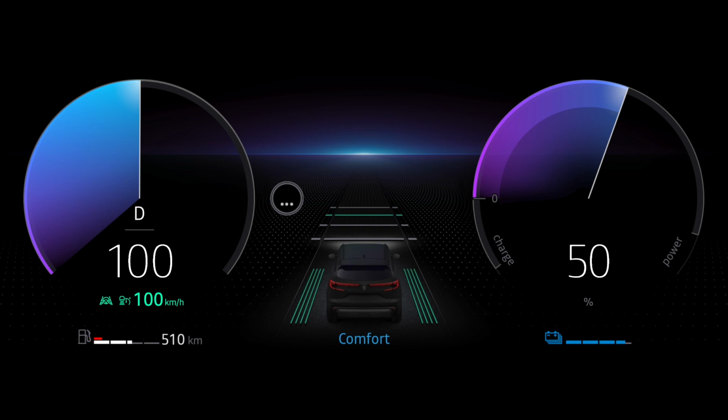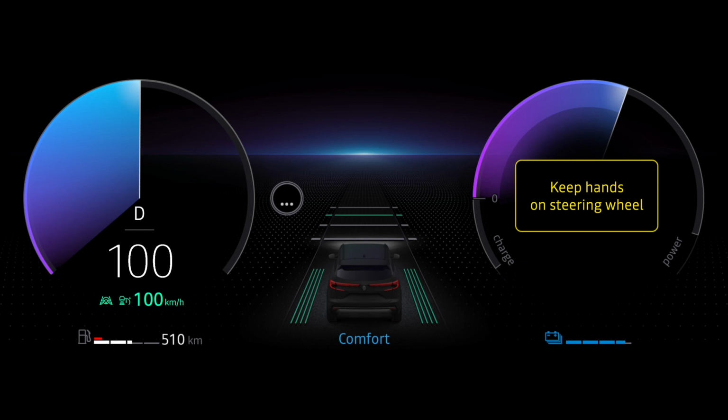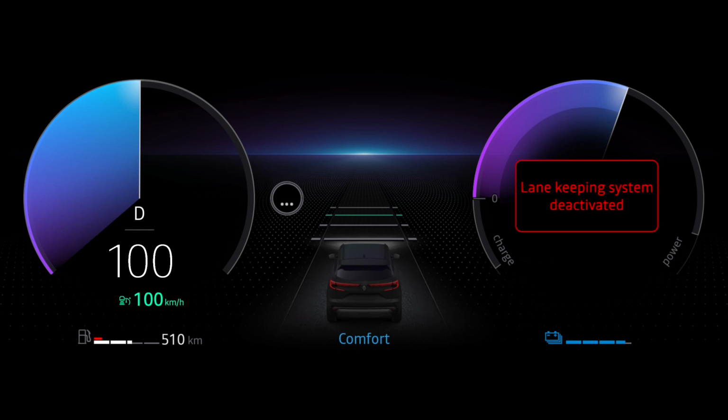After 15 seconds, the message "Keep hands on steering wheel" appears in yellow on the instrument panel. After 30 seconds, the indicator light and message appear in red on the instrument panel, accompanied by an audible signal which gets progressively louder. After 45 seconds, all audio sources are put on standby and the audible warning is continuous. The indicator light goes out and the message "Lane keeping system deactivated" appears in red on the instrument panel.